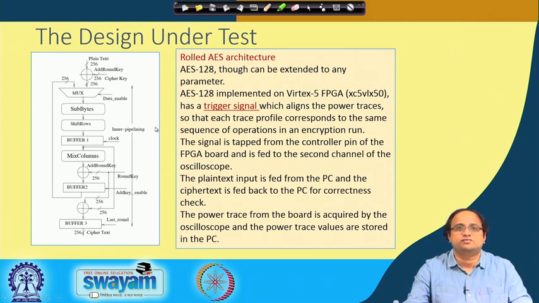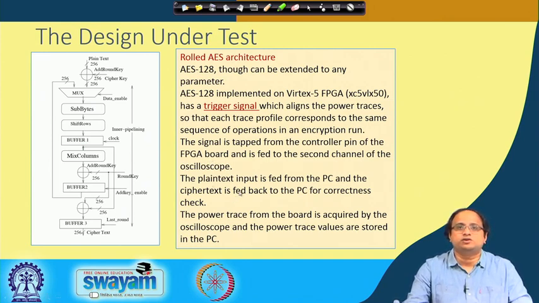As I said, the trigger signal will basically indicate that the operation has been done after every encryption. So, this trigger signal's objective is to align the power traces, so that each trace profile corresponds to the same sequence of operations in an encryption run. Okay. The signal is tapped from the controller pin of the FPGA board and is fed to the second channel of the oscilloscope. It gives you a reference so that you can align all the traces, because when you are doing a power attack, you can have thousands to millions of traces. So, you need to properly align these traces, and the trigger is handy in that context.